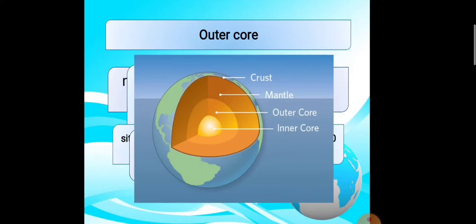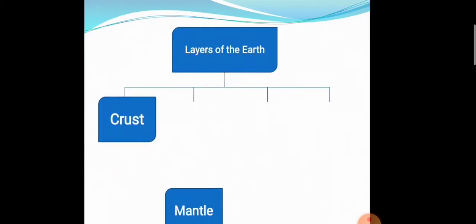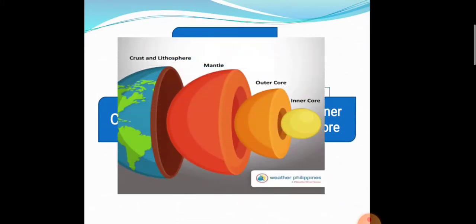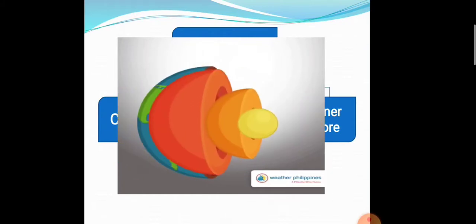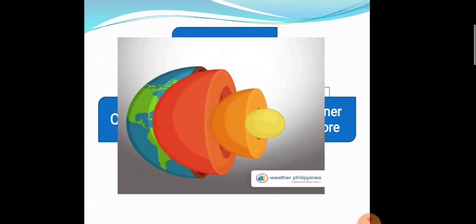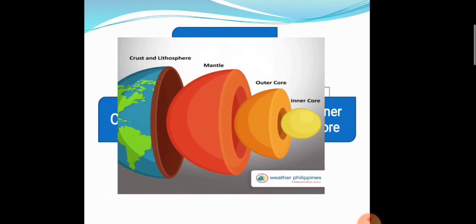So these are the layers of the Earth. First is the crust, mantle, outer core, and the inner core. So let's summarize the layers of the Earth: the crust, the mantle, the outer core, and the inner core. So this is the illustration to see each one. First is the crust, the mantle, the outer core, and the smallest is the inner core.